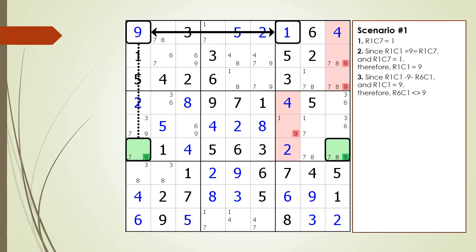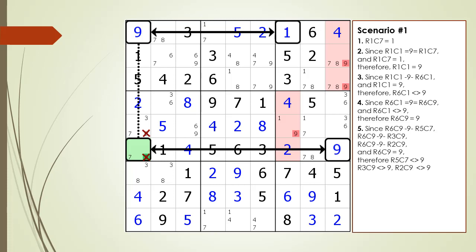Since there is a weak link relationship between 1, 1 and cell 6, 1, and we have a value of 9 set in cell 1, 1, then cell 6, 1 cannot be 9. And if cell 6, 1 is not 9, then because of the either/or link relationship with cell 6, 9, then cell 6, 9 must have a value of 9 in it. And if cell 6, 9 has a value of 9 in it, then all the target candidates in the kill zone are killed.